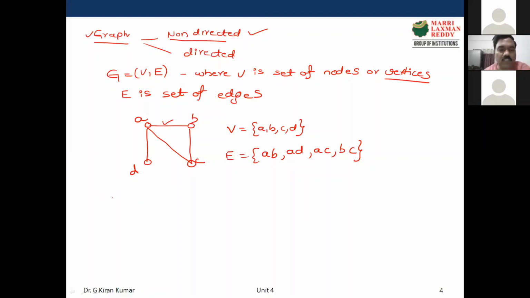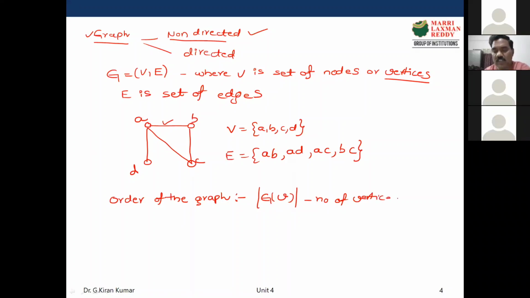Now, with respect to this, there is some terminology. The first term is the order of the graph. The order of the graph is nothing but the number of vertices. We write it as mod V of G, which means the number of vertices. How many vertices are there in the above graph? 4. So the order of the graph is 4.